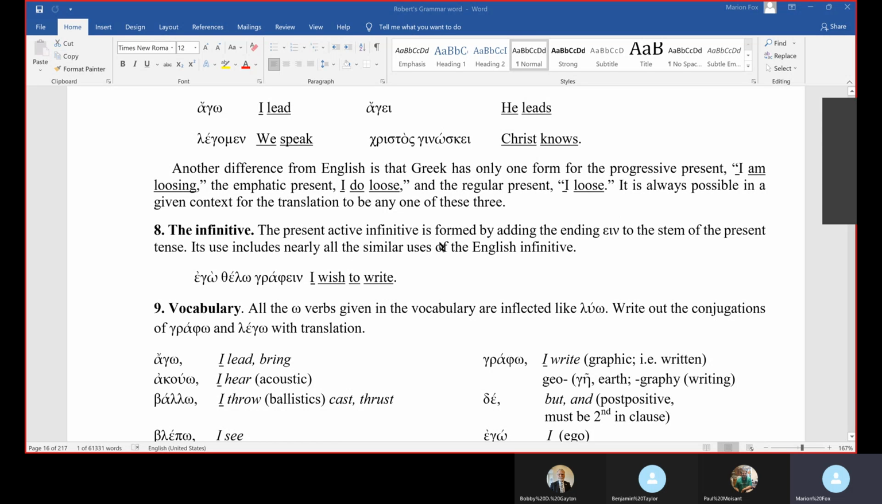The present active infinitive is formed by adding the ein ending, epsilon iota nu, right here where my mouse is moving around, to the stem of the present tense. And so right here we have ago. If I wanted to make it an infinitive, I would drop the omega and put the ein ending, this epsilon iota nu, again. That would be the ending. Drop this omega and put this ending right here. That would be to loose, or to lead, I'm sorry, to lead. Ago is I lead. Agein is to lead, it's an infinitive.